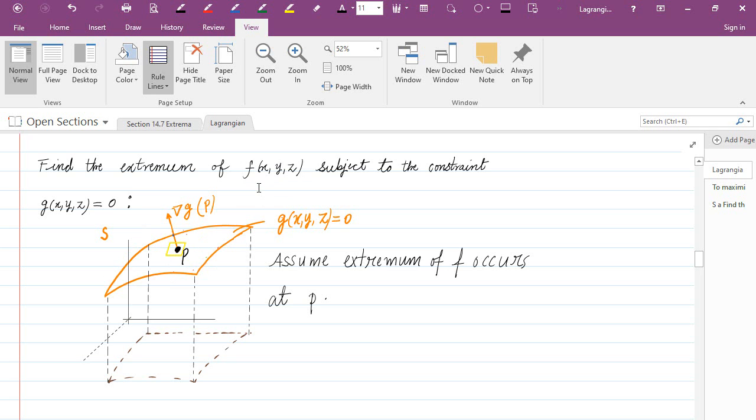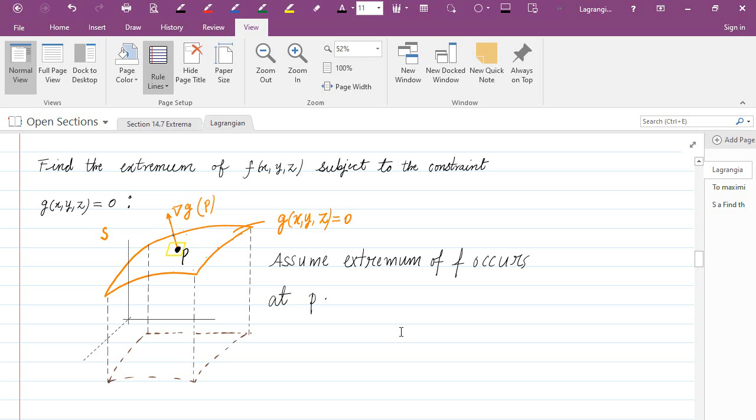And so again, we want to find the extremum of f subject to the constraint g(x,y,z) = 0, and what I'm going to assume is that the extremum of f occurs at some point denoted by P. So I'm assuming that the extremum of f occurs at P. Then we know already that the gradient of g at P is perpendicular to the surface at P. That is, it is perpendicular to the tangent plane to the surface at the point P.